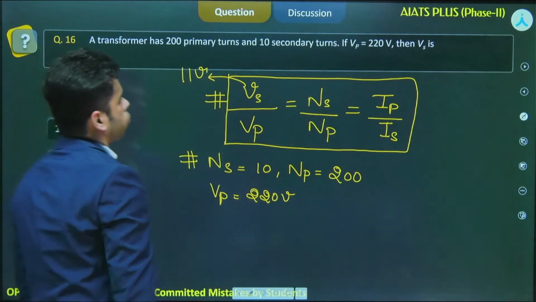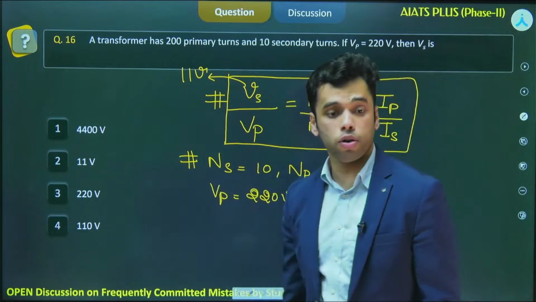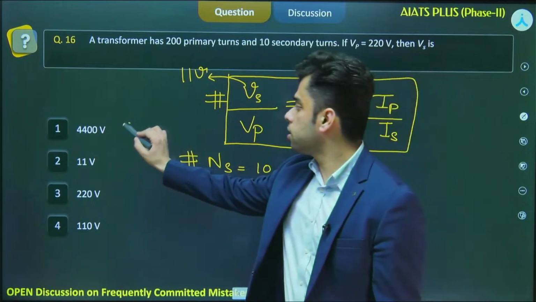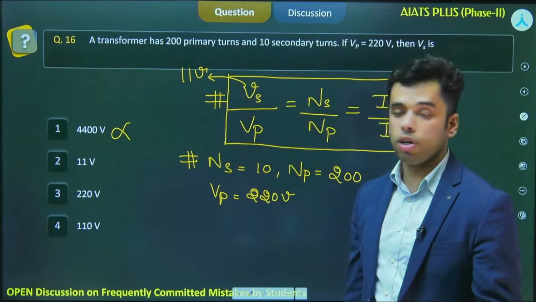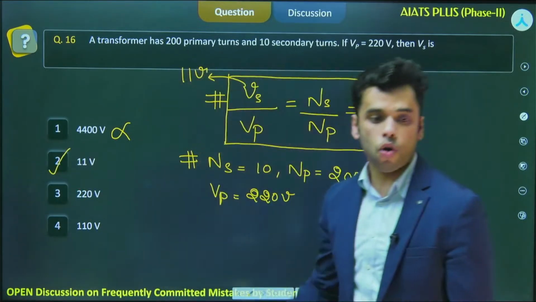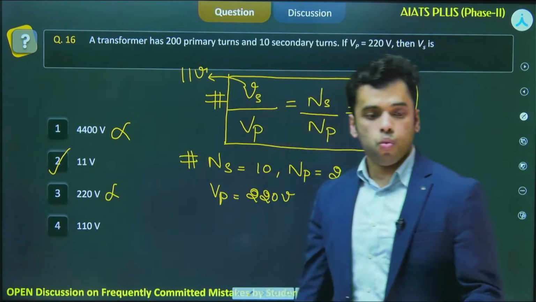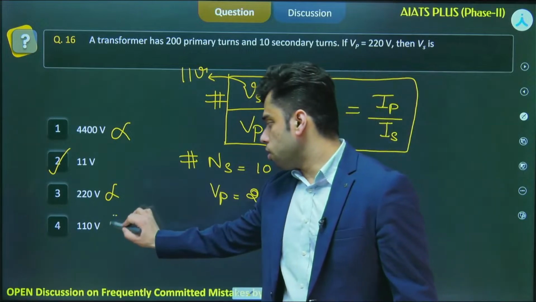Let us go through the options to understand which should be the correct answer. The first option is 4400 volt. It cannot be the right answer. The second option is 11 volt, and that is what we got. So obviously, this is the correct answer. 220 volt, obviously it is wrong. 10 volt, obviously this is also wrong.